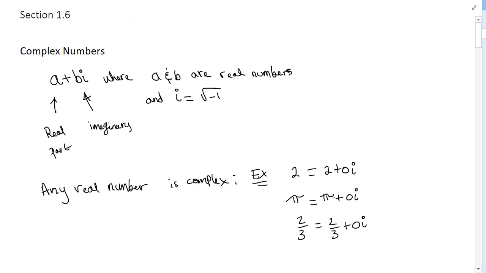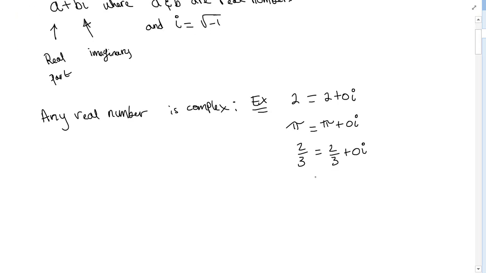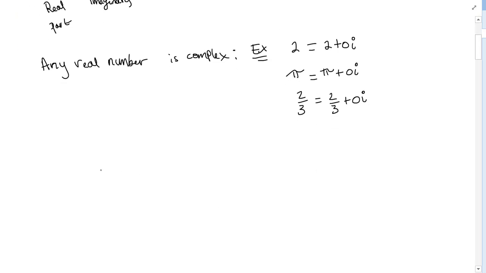So all real numbers are complex numbers, but it doesn't go the other way around. Complex numbers are not necessarily real numbers. If I have 2 plus 3i, this is not a real number because there's the real part, but I have an imaginary part.